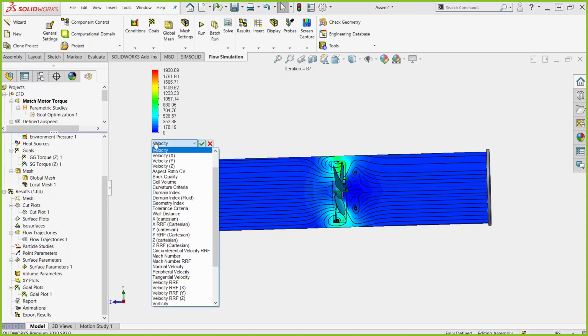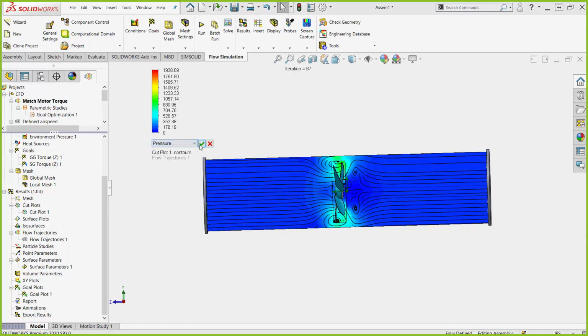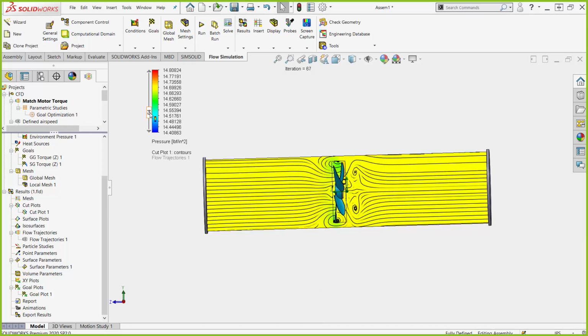Maybe you want to look at something besides velocity, perhaps pressure. Certainly I can get an idea of the pressure drop across the fan blade. Looks to be about 0.2, 0.1 psi.